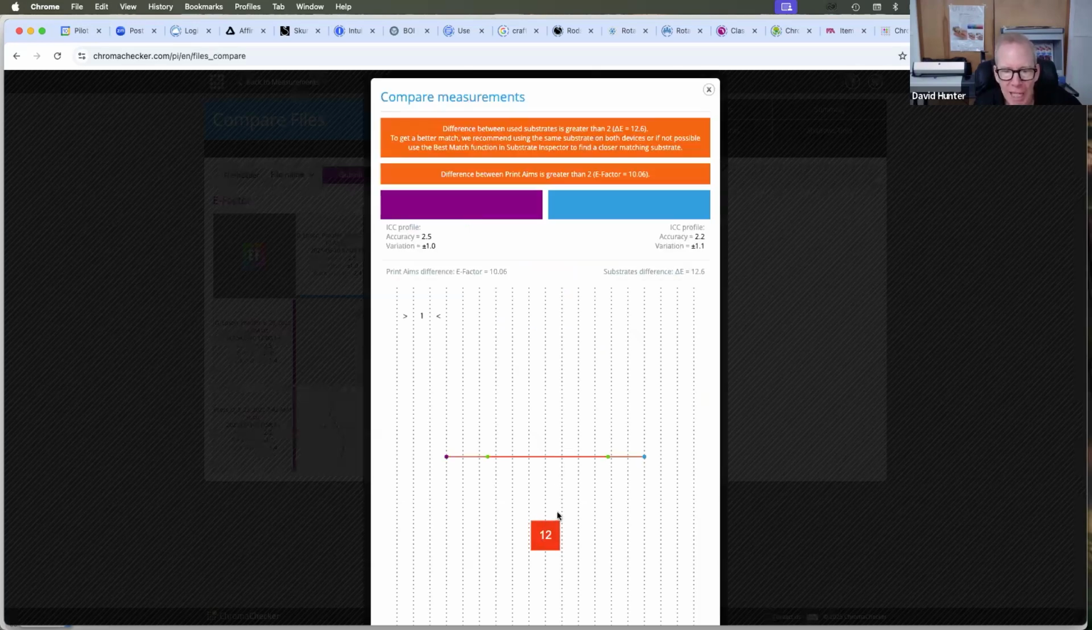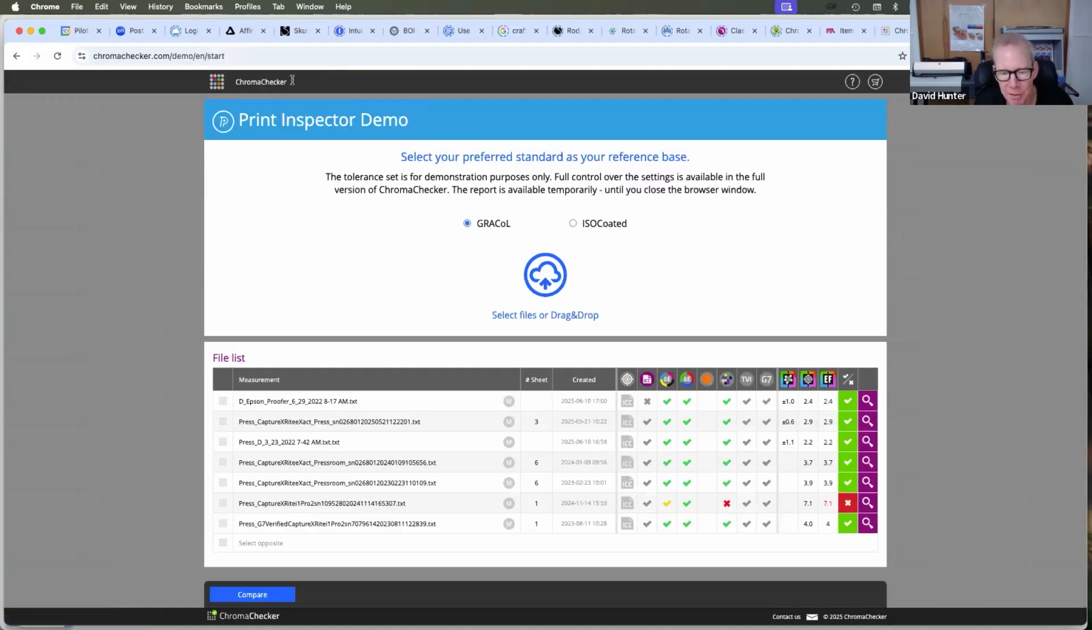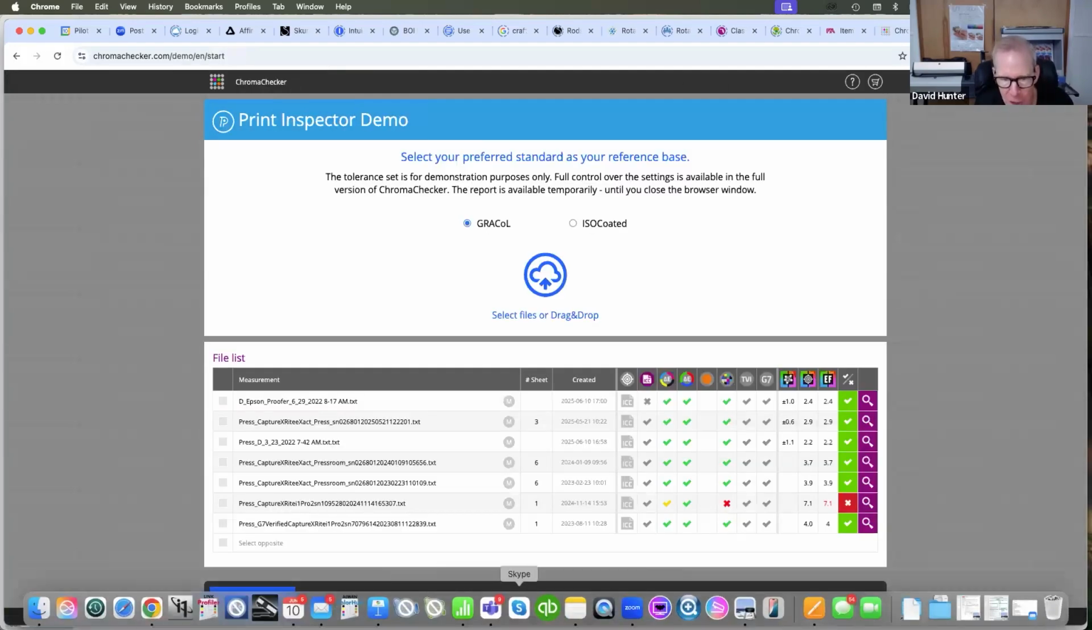Look at this, 12 E factor, and yet they're G7 qualified. But the reason is the substrate between the press and the proof is 12 delta E. So yeah, there's no doubt the press and the proof look miles apart because the substrate's so different. So these are all things that play in to aligning your presses and making your colors match.